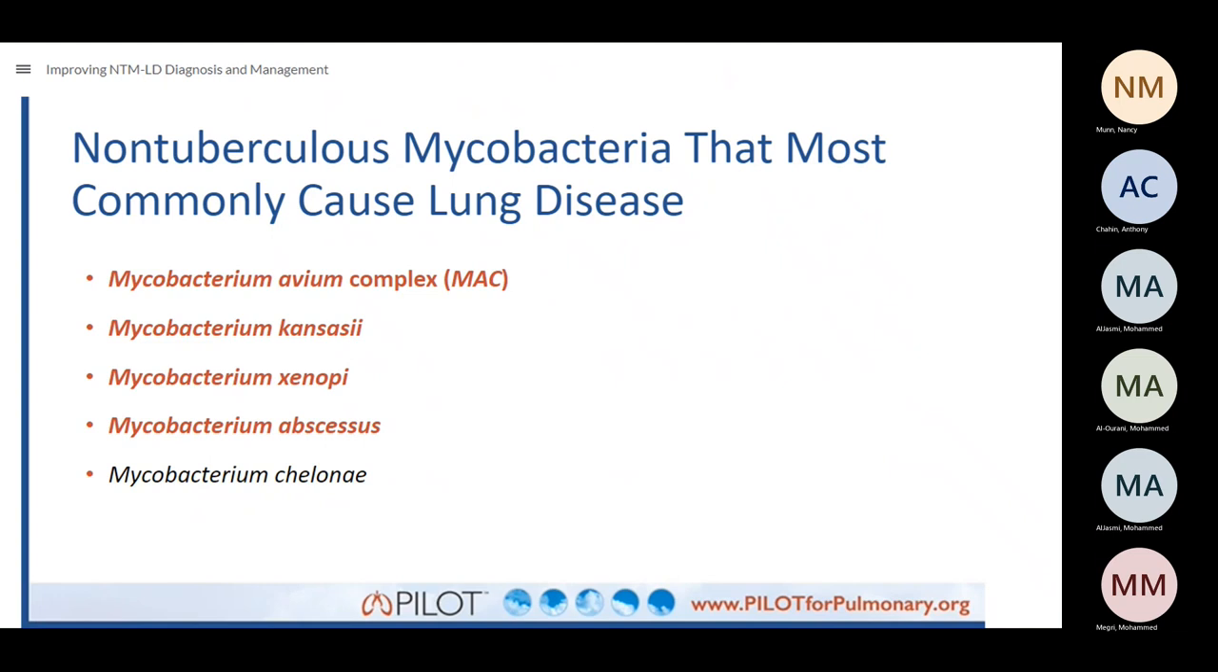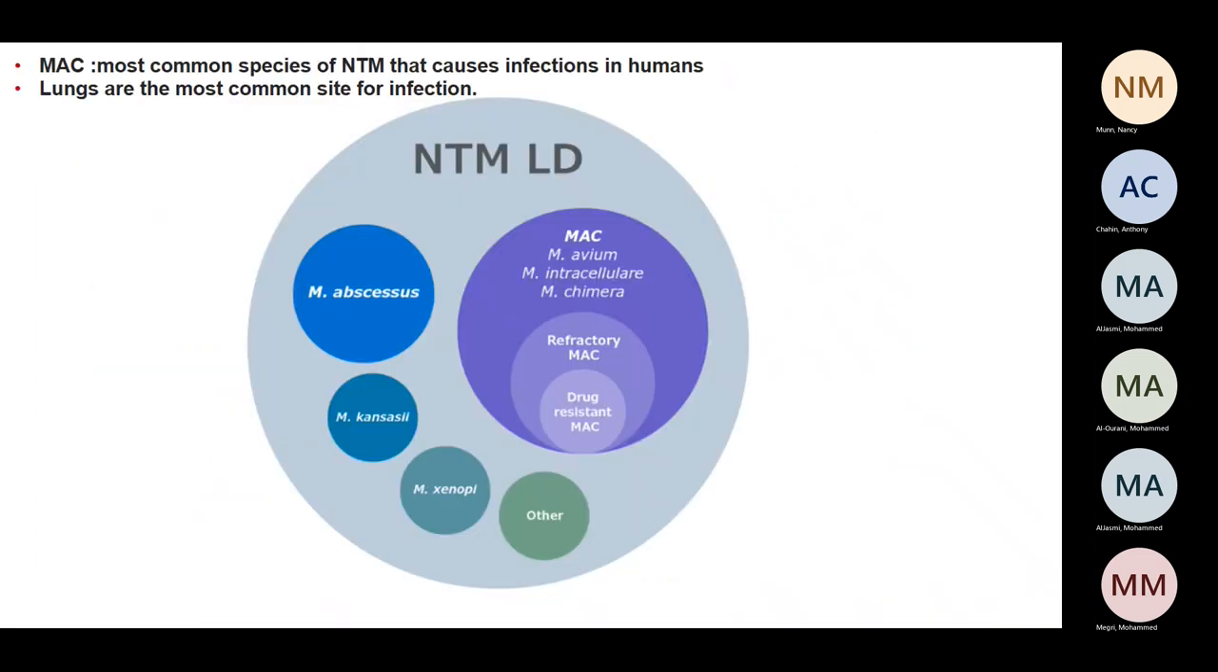Yes. So again, to emphasize, the sensitivities that we get are just for abscessus. So MAC again tops the list, then kansasii, then xenopi, and then abscessus and chelonae, which is less common. So that's the group of your NTM lung disease. Again, lungs are the most common site for infection. MAC is the most common group with the three species. And then you have abscessus, but also kansasii and xenopi.